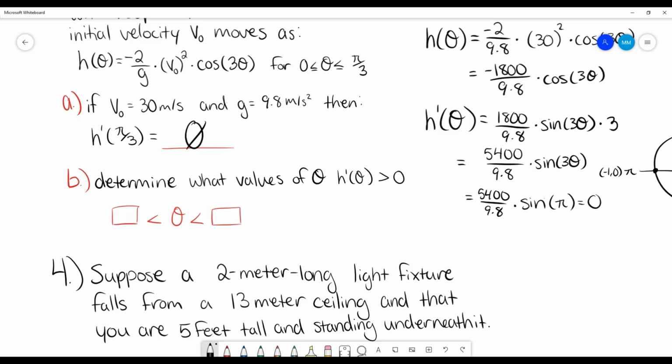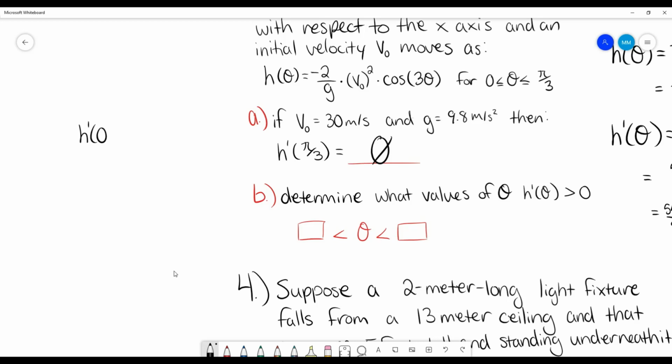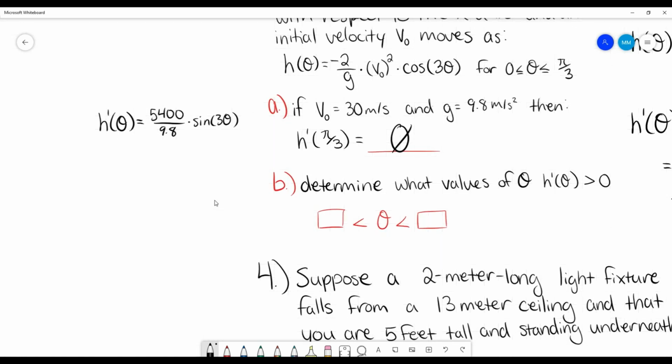And now, this is the actually tricky bit. It says determine what values of theta that the derivative of h of theta is greater than 0. Okay, so the first thing we need to do to figure that out is to figure out where our function equals 0. So we said that our derivative was, I'm going to rewrite it over here, 5400 over 9.8 times sine of 3 theta. So we want to figure out when this function equals 0, so that we can then figure out on what interval that's positive and negative, or greater than and less than 0.